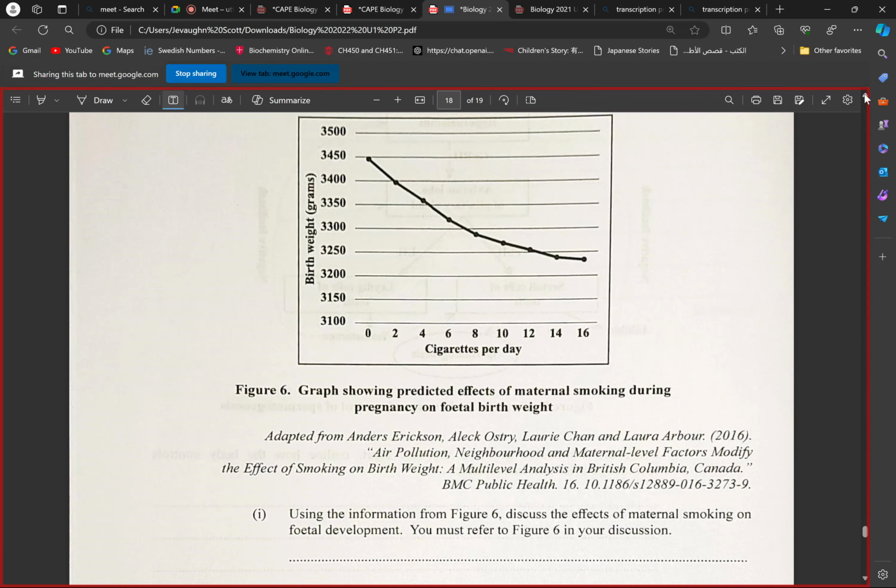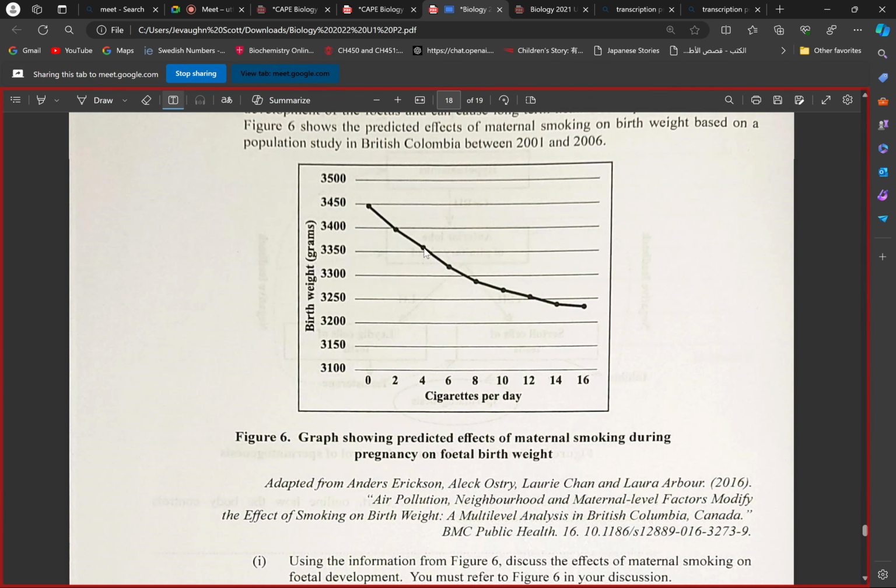You must. So what's happening here with the birth rate, the birth weight rather, and cigarettes per day? Right, so we're seeing the more cigarettes the mother has per day, right, the lower the birth weight. So what is the effect on the fetal birth weight, right? So what is the effect we're seeing here? Somebody tell me.